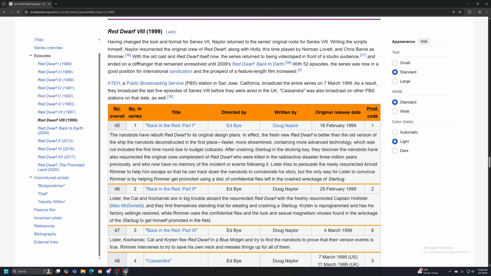With the old cast and Red Dwarf itself now, the series returned to being videotaped in front of a studio audience, and ended on a cliffhanger that remained unresolved until 2009's Red Dwarf: Back to Earth. With 52 episodes, the series was now in a good position for international syndication, and the prospect of a feature-length film increased.